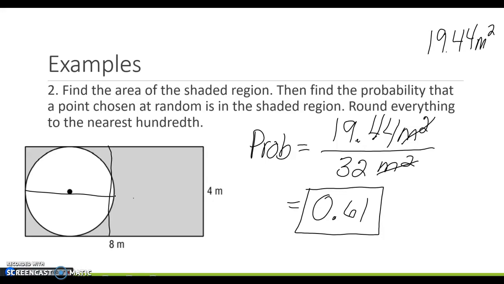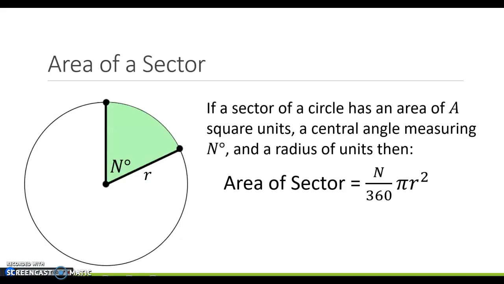Okay? The other part of section 11.5 is area of a sector of a circle. So a sector of a circle is like the green highlighted region that you're seeing on this figure here, or you can think of it as like a slice of pizza. So it's not the whole circle and it's not a semicircle, it's just part of a circle.